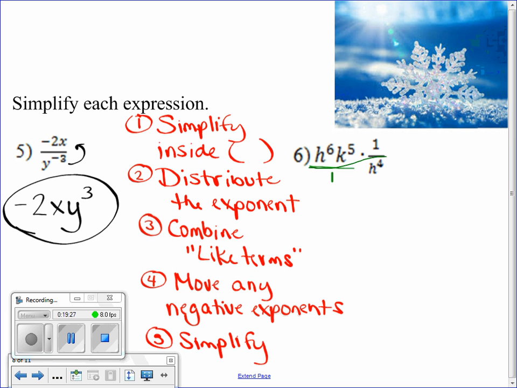Yeah, because technically, this is a very non-straight line. Technically, I got a big old fraction going on there. Okay, so it's actually a division problem. So when you're dividing, you subtract. 6 minus 4 is 2. And then I have k to the 5th.